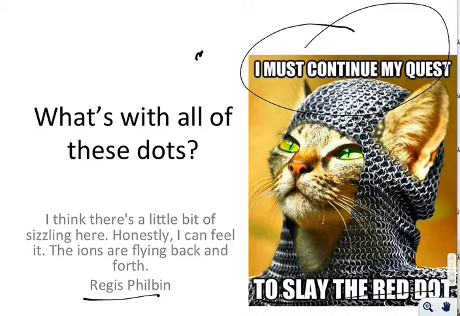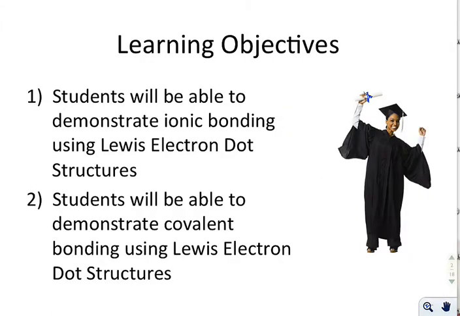So we're going to talk a little bit about electrons and ions kind of flying back and forth. The first thing is we want you to be able to demonstrate ionic bonding using Lewis dot structures. You also should be able to demonstrate covalent bonding using Lewis dot structures and Lewis covalent structures as well.